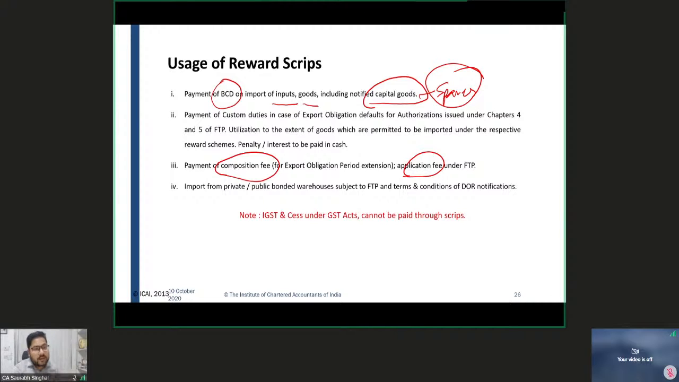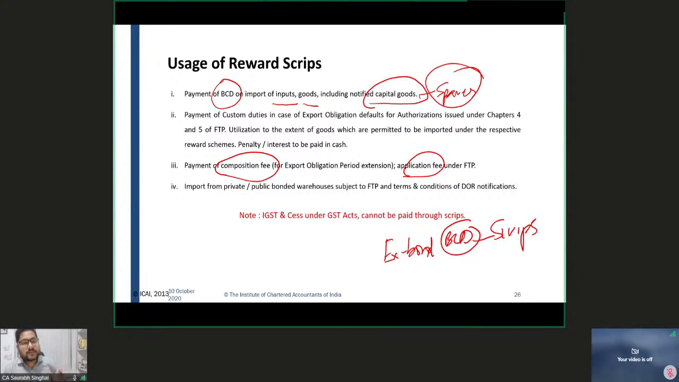Suppose you have an export obligation, and we will discuss this export obligation, park this in your mind. Suppose you have an export obligation under FTP and you have not fulfilled it. If you do not fulfill an export obligation under a scheme, you have to pay customs duties. You can pay that customs duty also through this script. Even when you are importing goods from a bonded warehouse by filing ex-bond bill of entry, at that point in time also whatever BCD is payable, you can pay it through scripts.